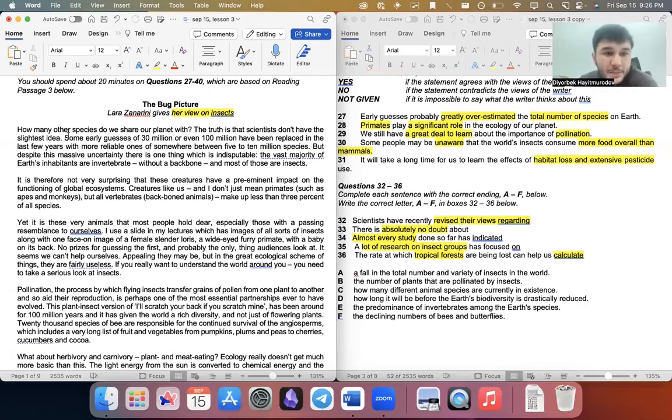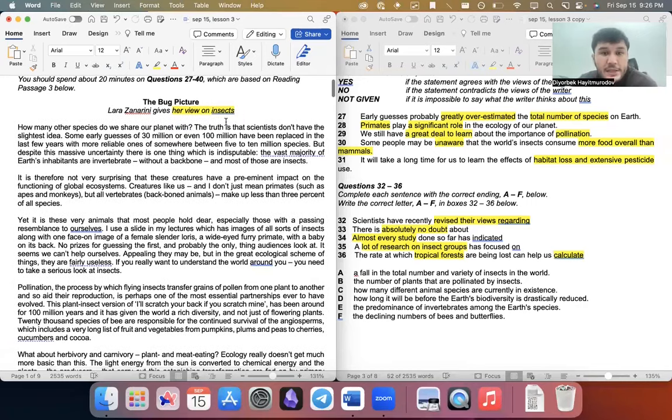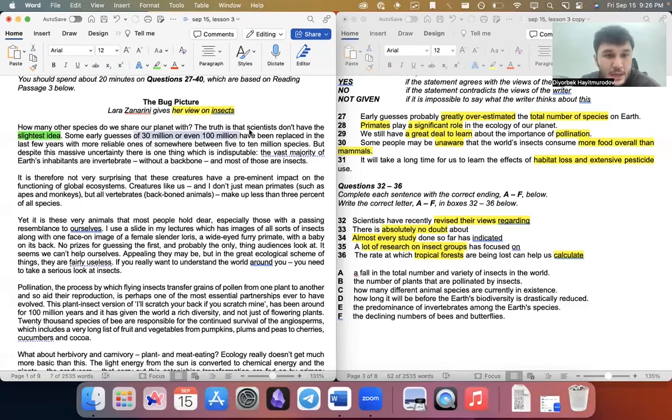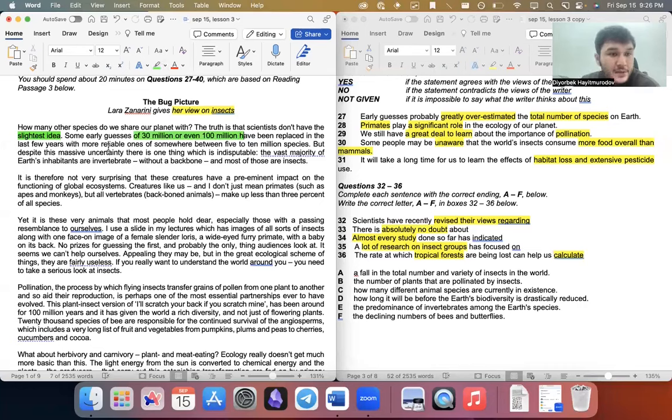So how many other species do we share our planet with? The truth is, scientists don't even have the slightest idea. They don't know. Some early guesses of 30 million, over 100 million. You know, at the beginning, some people even said 100 million. In the last few years, they have been replaced with more reliable ones between 5 to 10 million species.